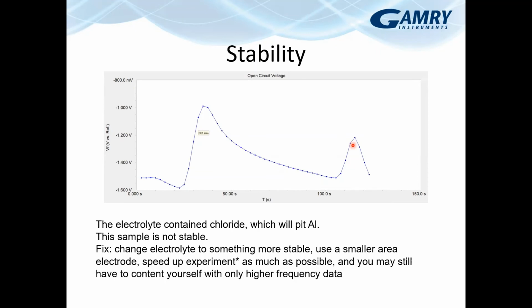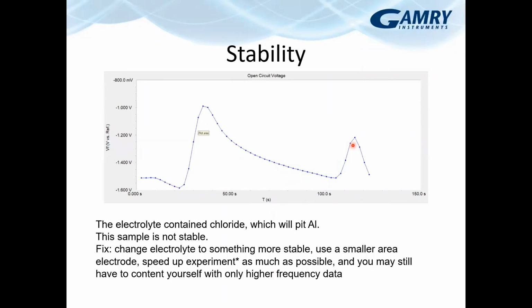So how do you fix it? Well, if you can, you change your cell setup electrolyte to something that's more stable. You can also use a smaller area. A smaller area is sometimes helpful because a smaller area electrode is going to be faster responding, and so you can get the low frequency information at higher frequencies than with a larger electrode. But a small electrode area for something like pitting may have a much more dramatic effect when that pit initiates, and so that may not help you at all for everything. But if it can, a smaller area speeds things up.